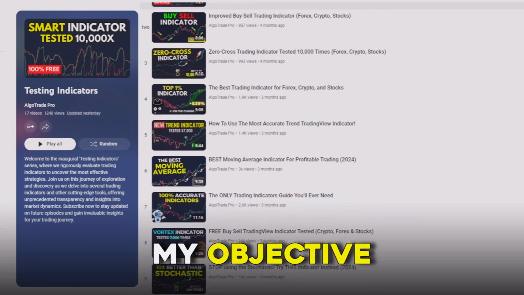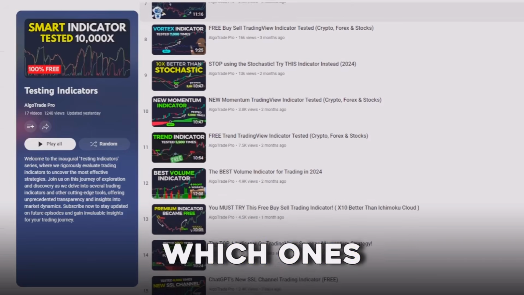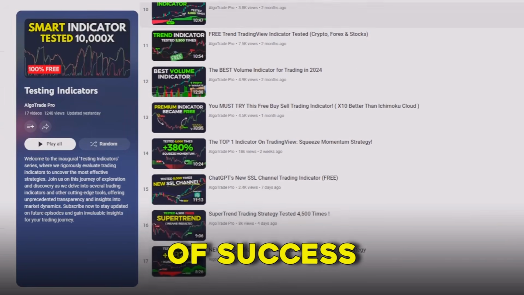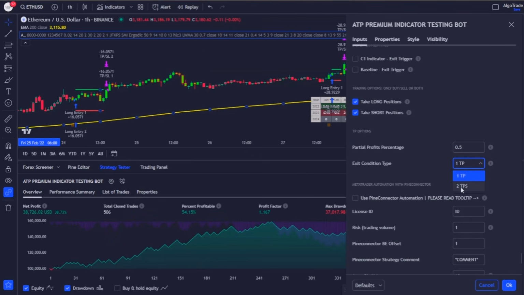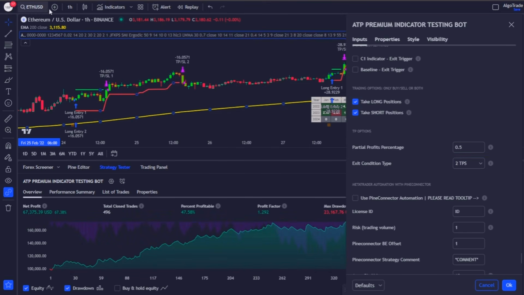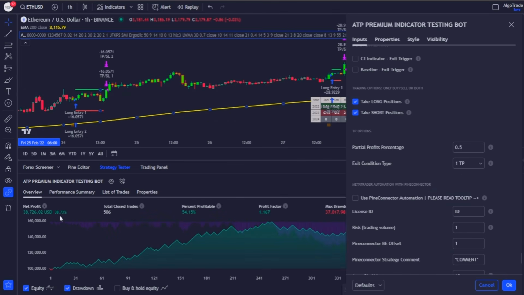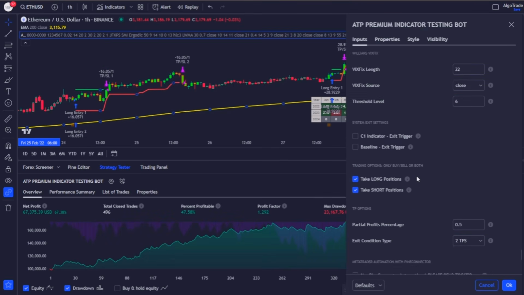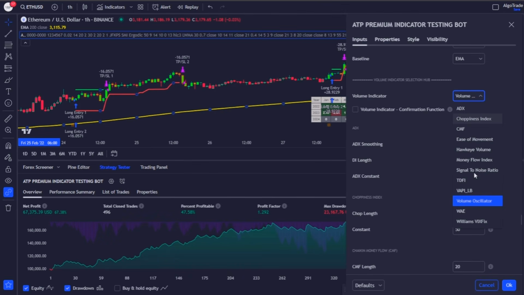In this series, my objective is to simply test different indicators to discover which ones give us more probability of success. For example, going to my indicators testing bot, I can change the take profit method to a trailing stop loss, where we can see that the net profits of this simple strategy, for example in the 1-hour time frame from Ethereum, increase a lot, from 38.73% to 67.38%.